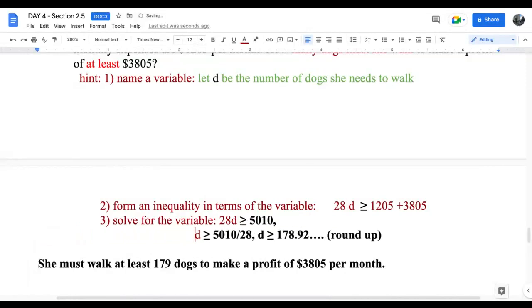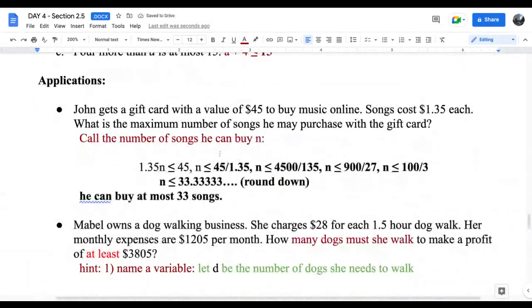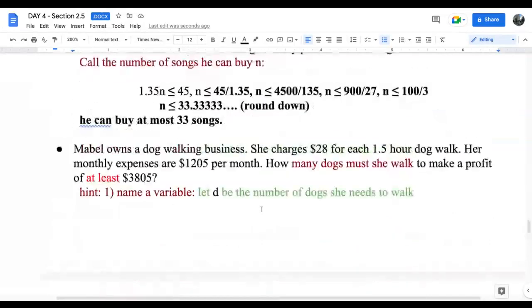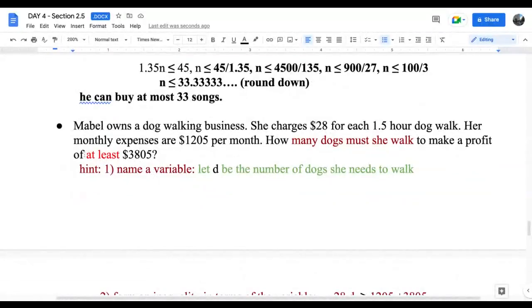In the last question, when John buys for the sons, he only has $45. We have to round it down to 33, because if we round it up to 34 sons, he doesn't have that much money to buy. So we have to round it down. He may save some money, he may have some money left. That's okay. But for this one, because this is making at least this much, she could make more.